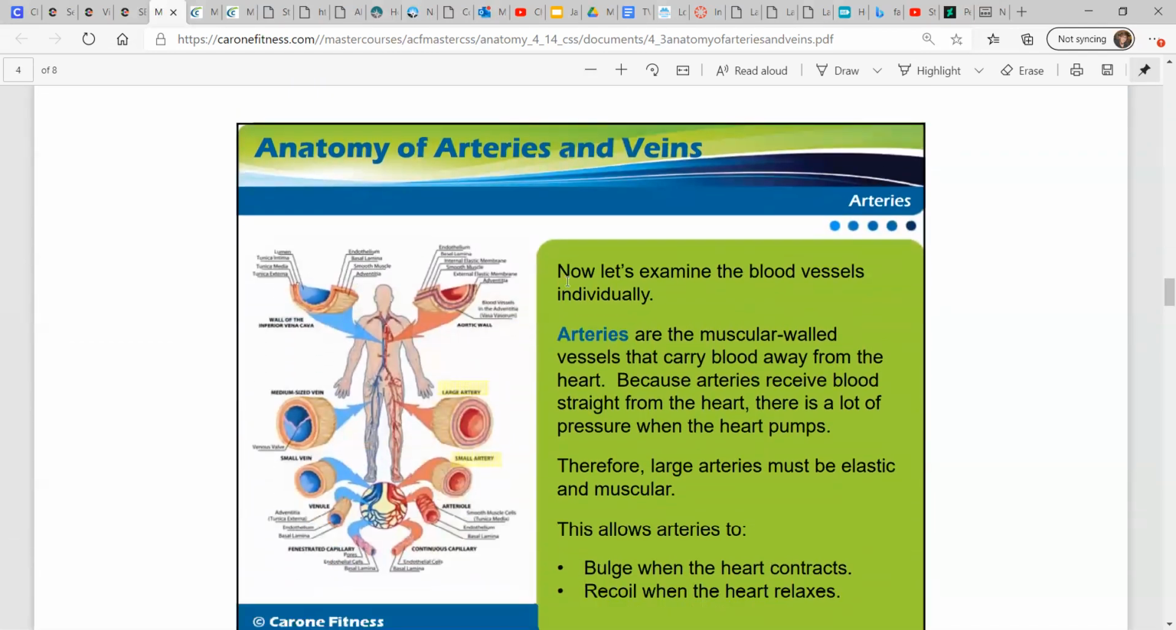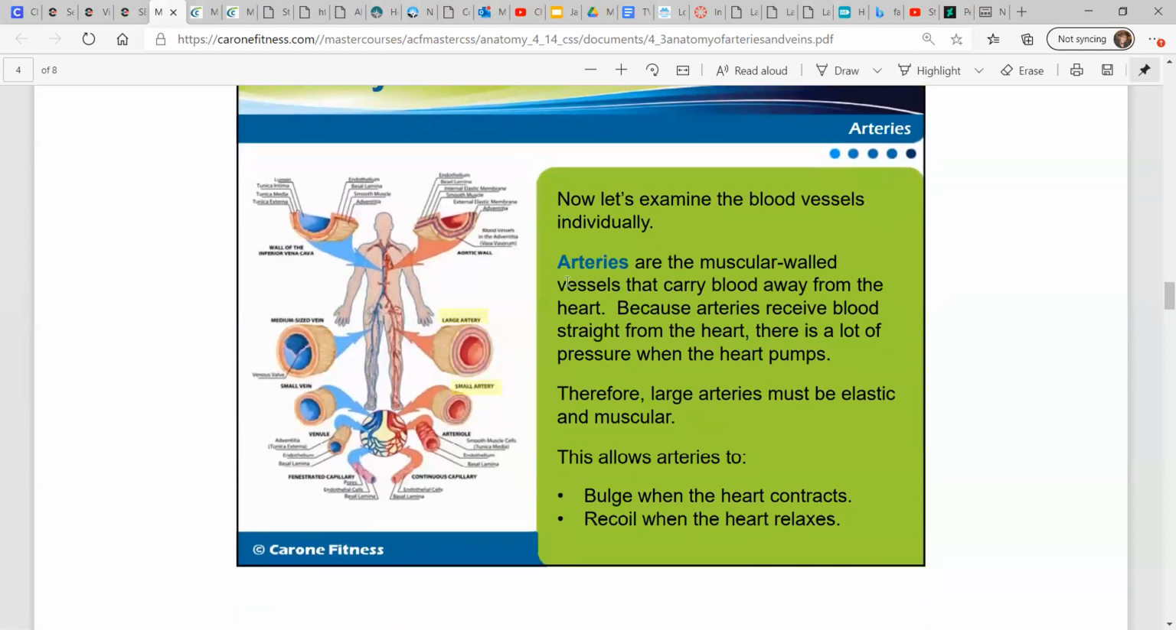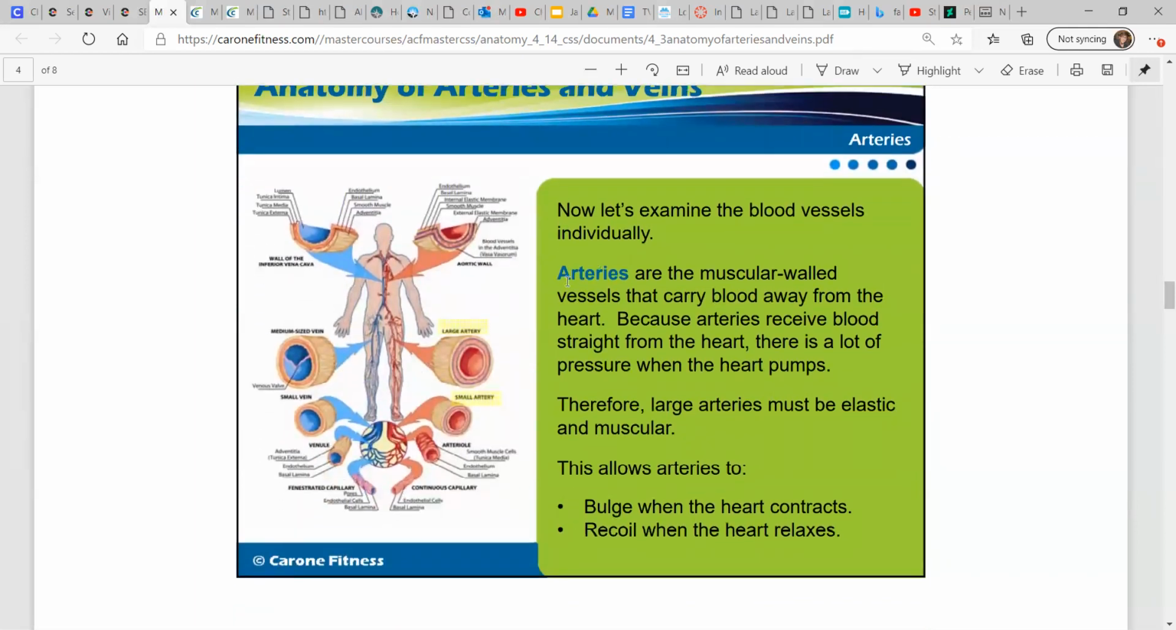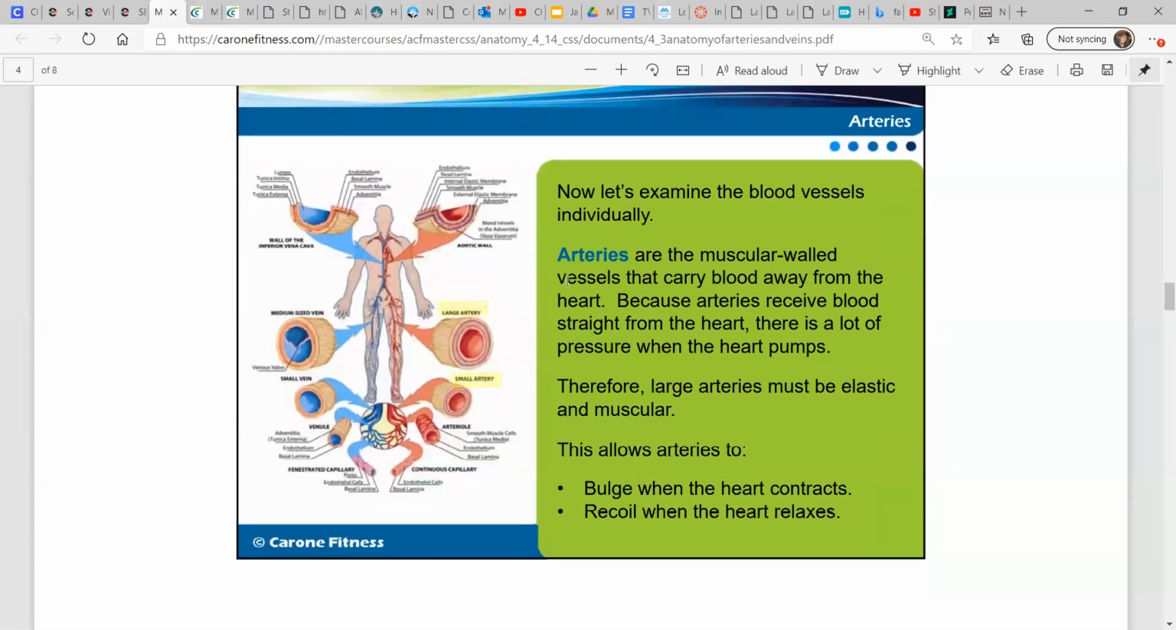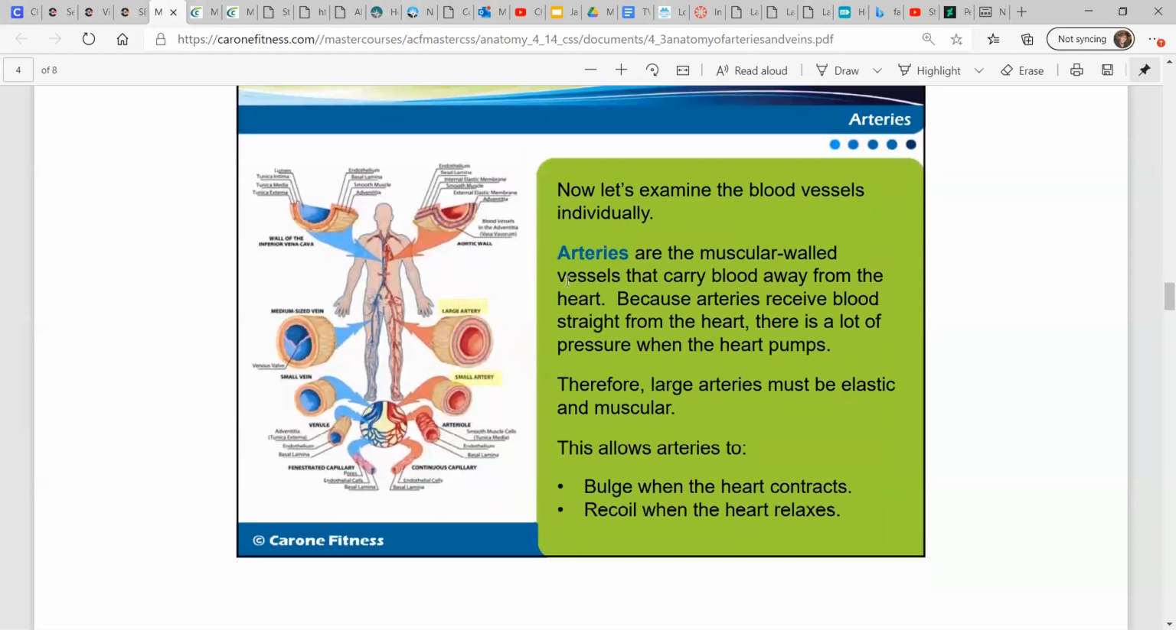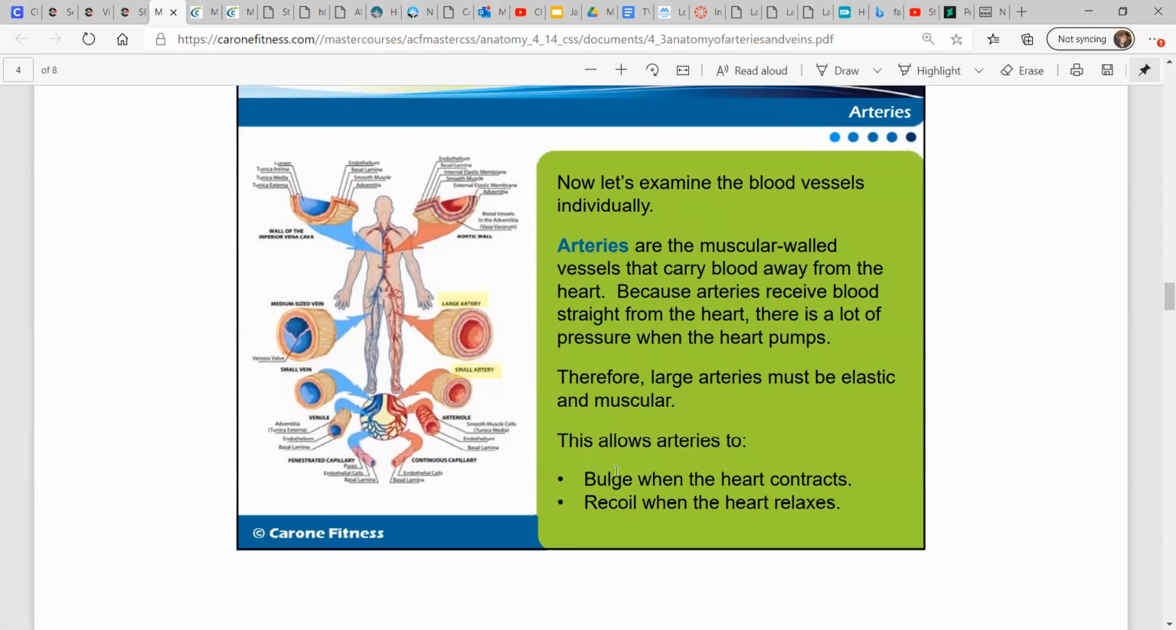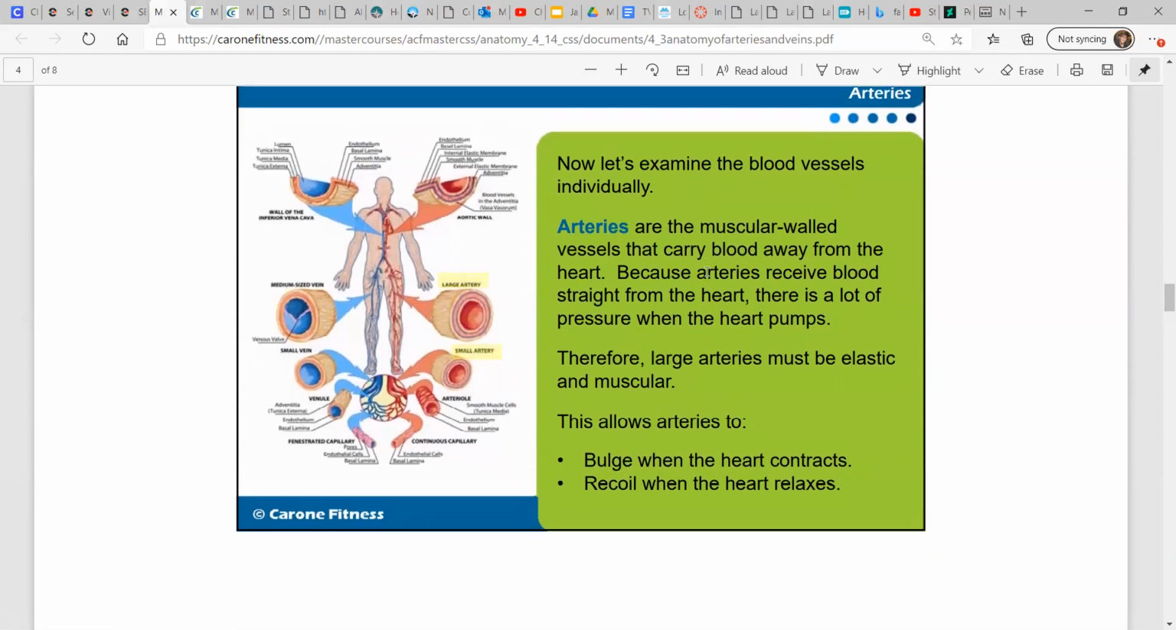Now, let's examine each one individually. Arteries are the muscular walled vessels that carry blood away from the heart. Because arteries receive blood straight from the heart, there's a lot of pressure when the heart pumps. Therefore, large arteries must be elastic and muscular. This allows arteries to bulge when the heart contracts, recoil when the heart relaxes.